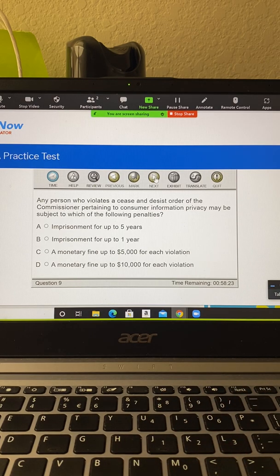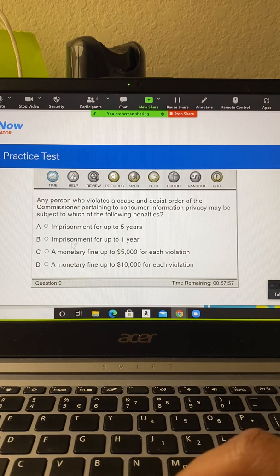Right, okay. All right. You read it. Any person who violates a cease and desist order of the commissioner pertaining to consumer information privacy may be subject to which of the following penalties? A monetary fine up to, I think it's $5,000 for each violation. Yeah, I think that's right. I don't think they put you in prison for that.